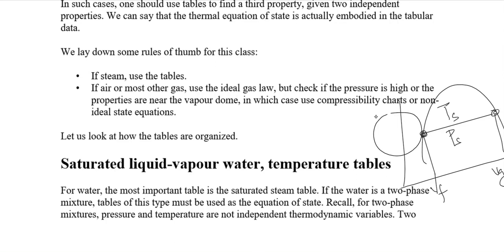Over here, the temperature would be less than saturation and the pressure would be greater than saturation. Over here, the temperature would be greater than saturation and the pressure would be less than saturation. So that's how we have divided our vapor dome.